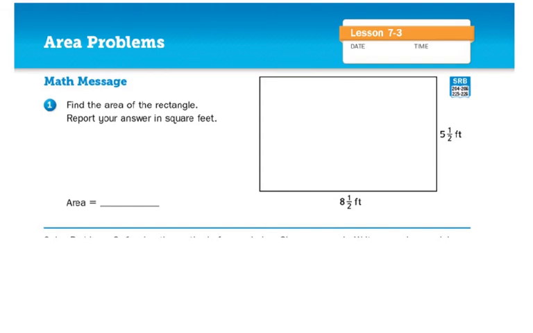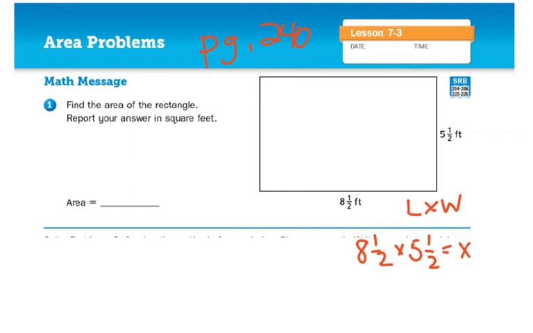All right, let's go ahead and jump into that math page. We're in lesson 7-3. This is page 240. Page 240. Up at the top, it says area problems. Find the area of the rectangle. Report your answer in square feet. Remember, to find area, we are taking length times width. So in other words, we are taking 8.5 times 5.5.